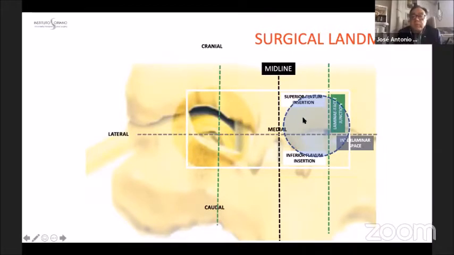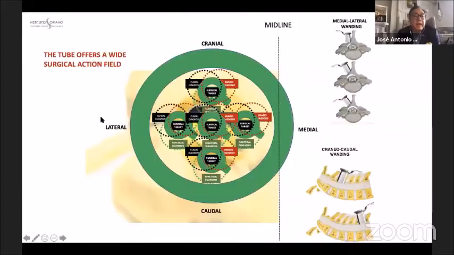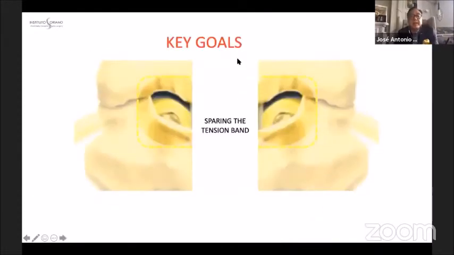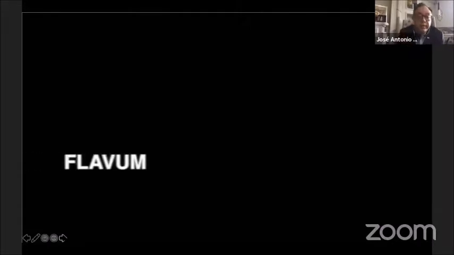Usually we put the tube taking all the interlaminar space and a little bit of the facet joint. The craniocaudal and mediolateral angulation could permit us a very nice surgical field, bigger than we can imagine. Very important is to bear in mind the key goals of this technique: sparing the tension band and also completing a very nice flavum resection to be sure about the decompression.